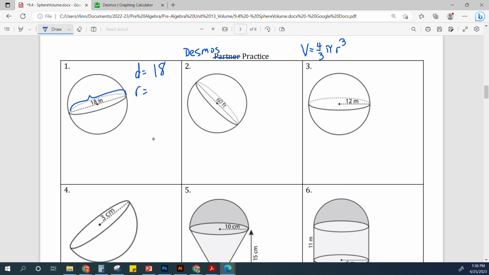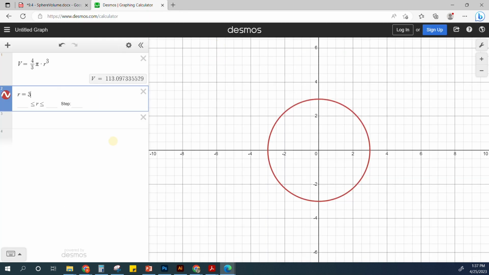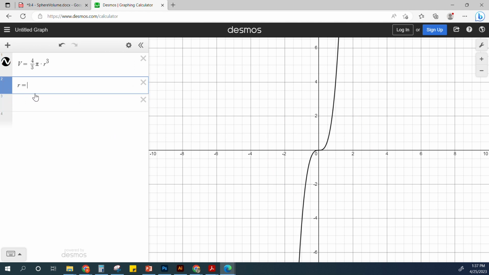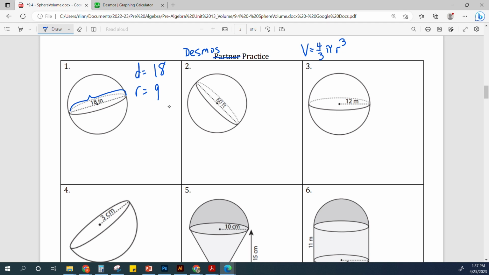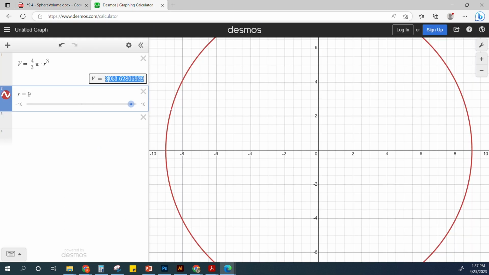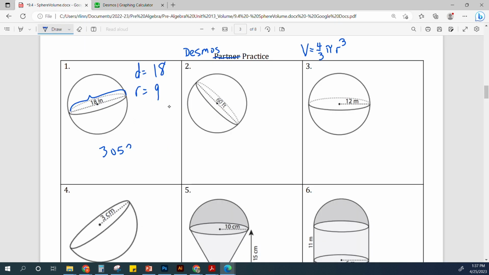My diameter is 18, which means my radius is half of that. My radius is 9. So since I have a radius of 9, I can go ahead and type into my Desmos graphing calculator radius of 9, and then it's going to give me my volume here. My volume is 3053.628. So we're going to round to the nearest hundredth.